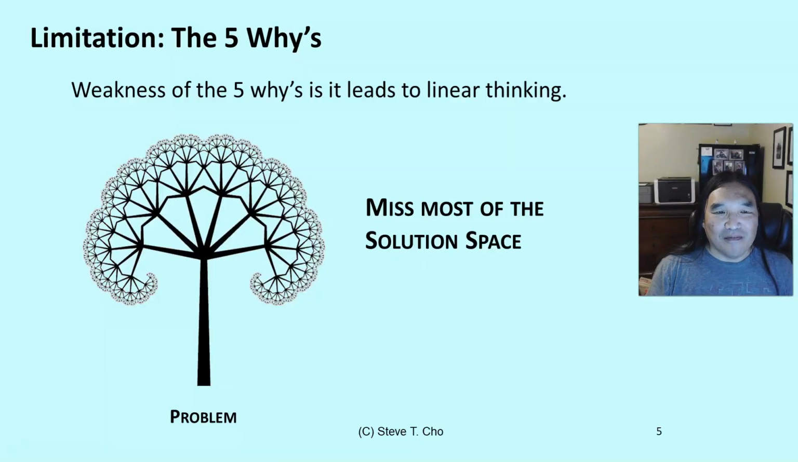What if your problem is very complex like this? The 5 whys is basically linear thinking, where one why leads to another why, leads to this, this, and this. The problem is you've got one solution out of 100 possibilities. You miss most of the solution space. And that's why I don't like the 5 whys.